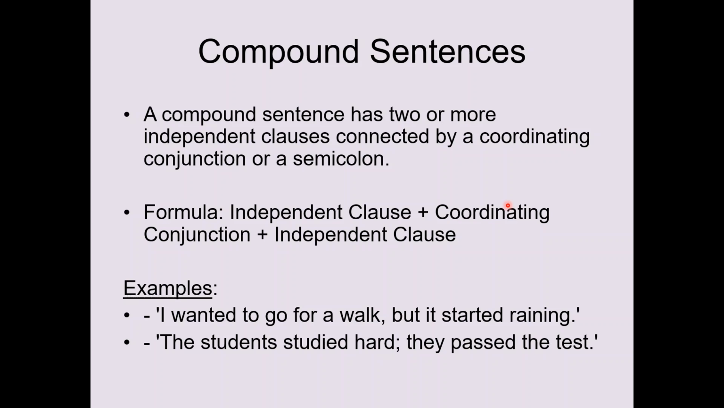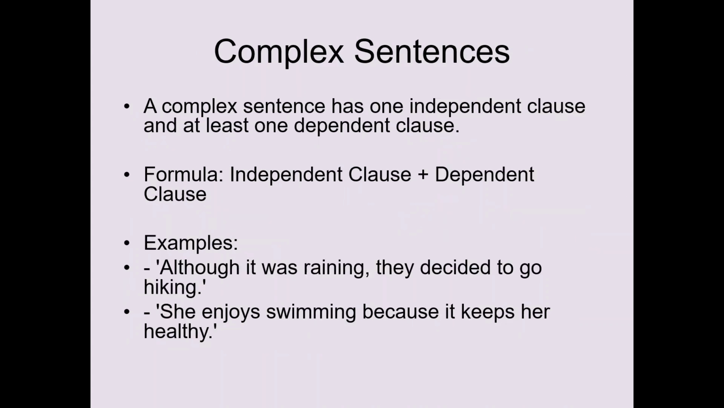Let's move on to the third type of sentence, complex sentences. A complex sentence has one independent clause and at least one dependent clause. So what's the formula? We have the independent clause plus the dependent clause. Examples: although it was raining, they decided to go hiking.